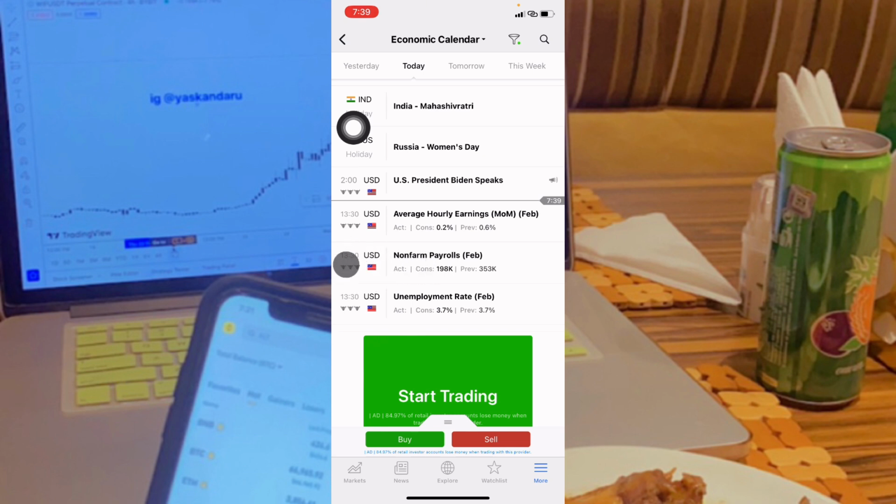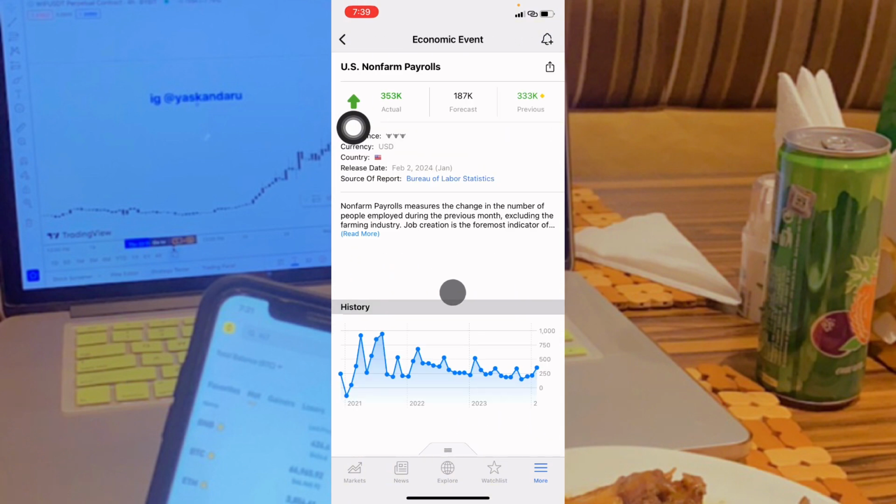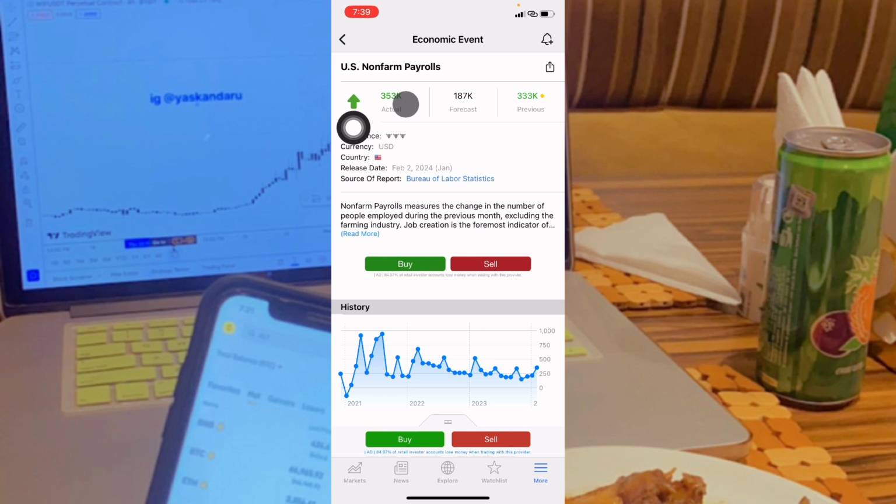So if this news is released and they are saying the actual, if the actual is bigger than the previous, then it's good for the dollar. If the actual is bigger than the previous, it's good for the dollar. But if the previous is bigger than the actual, that means the dollar will fall. And if the dollar is falling, Bitcoin is rising. There is no magic here. Just try to understand the logic of what I'm saying.